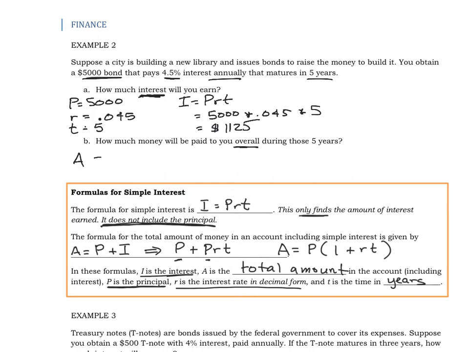On B, they said, how much money will be paid to you overall during those 5 years? So they're looking for the total amount. Remember, that's our principal plus the interest, which we already figured out. We gave them $5,000 to use for the library, and they paid us $1,125 interest. So that means that we will get $6,125 back.